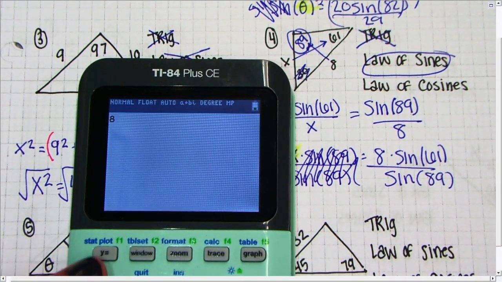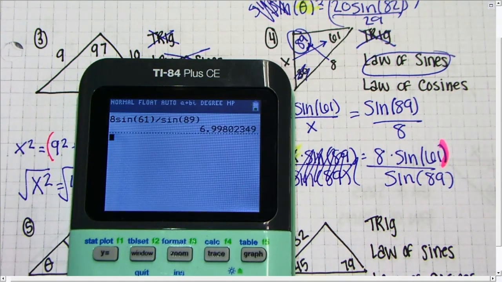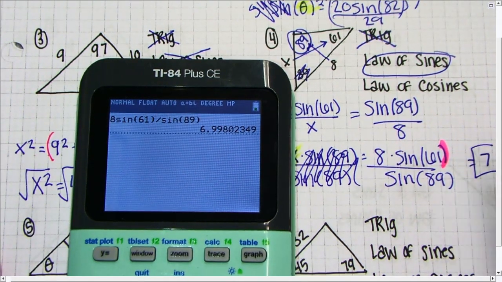So 8 sine of 61. Make sure that you're closing that parenthesis. That matters. Divided by sine of 89 gives me an answer of 7.